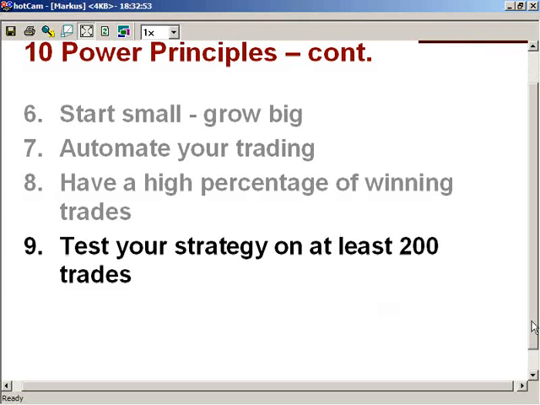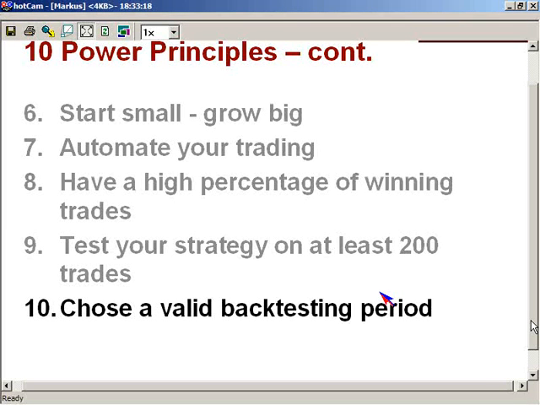All right. Test your trading strategy on at least 200 trades. Okay? Do some backtesting, do some forward testing, whatever you need to do, but at least 200 trades. The more trades you have, the better will be the results. You need at least 40 trades to at all have statistically relevant results. And the margin of error goes down the more trades you have.